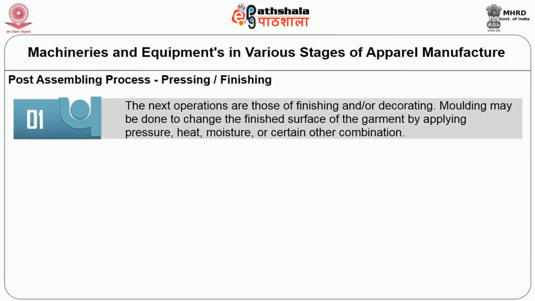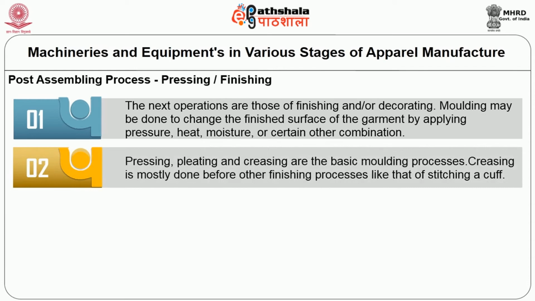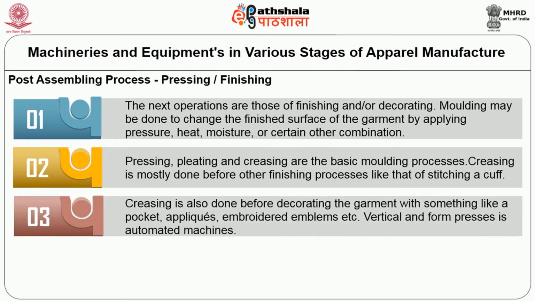Let us move on to look into the post-assembling processes. So for this we have the first kind of machineries. They are pressing or finishing machines. They are generally used for finishing or decorating. Molding may be done to change the finished surface of the garment by applying pressure, heat, moisture, or a certain other combination. Pressing, pleating, and creasing are the basic molding processes. Creasing is mostly done before other finishing processes like stitching a cuff. Creasing is also done before decorating the garment with something like a pocket, pleats, embroidered emblems, etc.